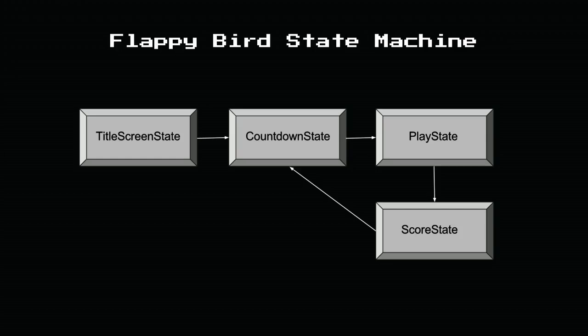Once the transition has triggered for countdown state, we should go to the play state. And then once the transition triggers for play state, we're going to go down to the score state, and then score state should go back into countdown state. And this models our entire application's flow, top to bottom, left to right, chronologically.